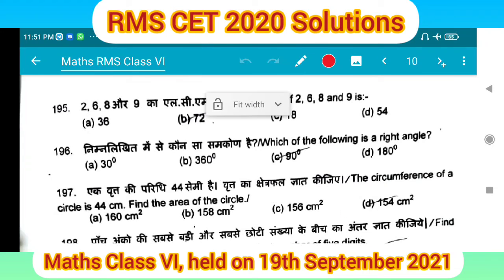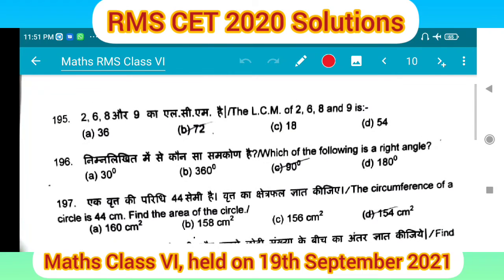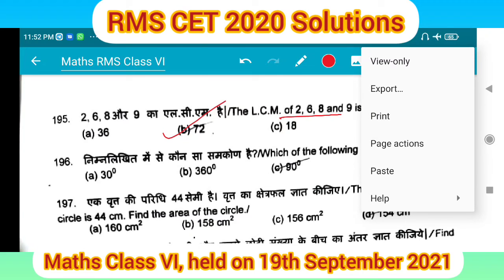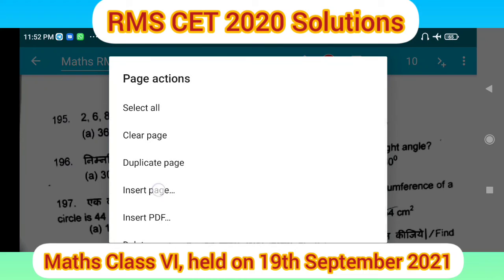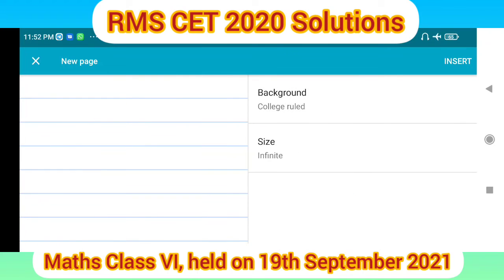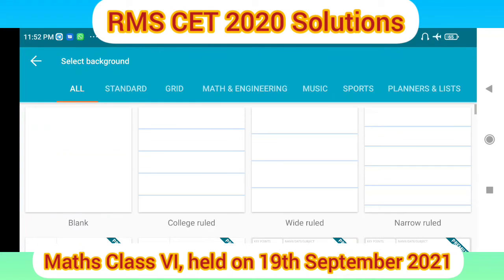Next, the LCM of these numbers, 2, 6, 8, 9. The LCM of 2, 6, 8, 9 is just 72, directly. Anyhow, I am now once again going for the solution. This one, page action, insert page.